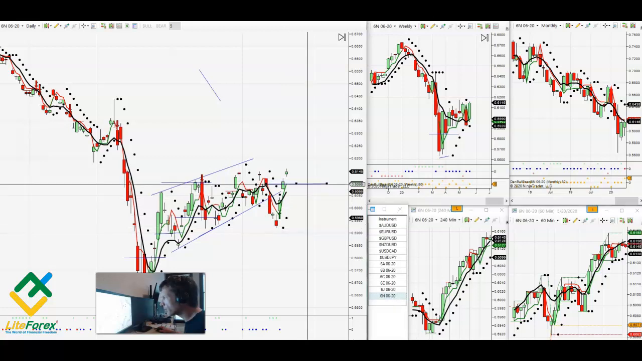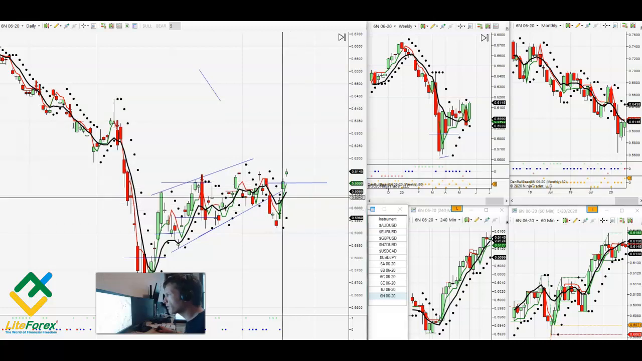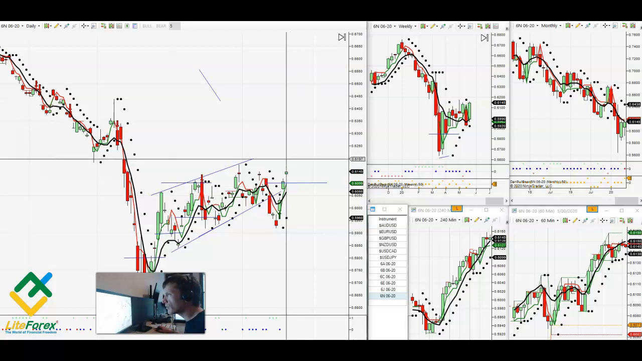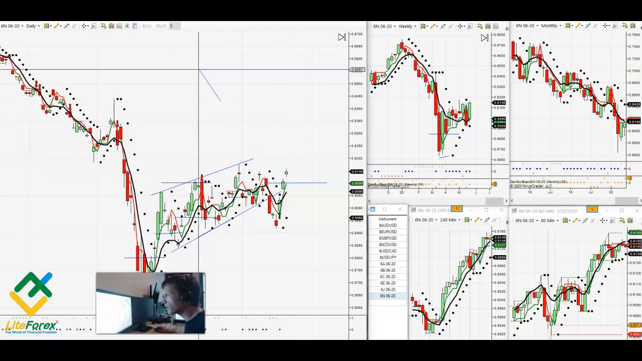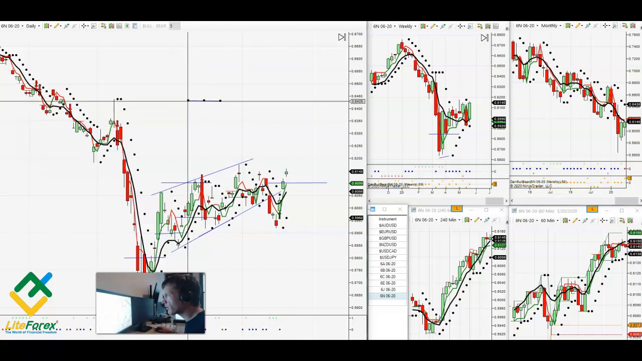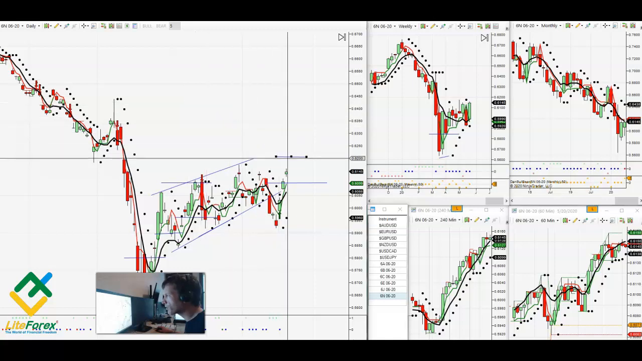61, right there, 60. Close enough, 61, and then you've got the 62 price. So I'm going to maintain being bullish on the New Zealand USD.